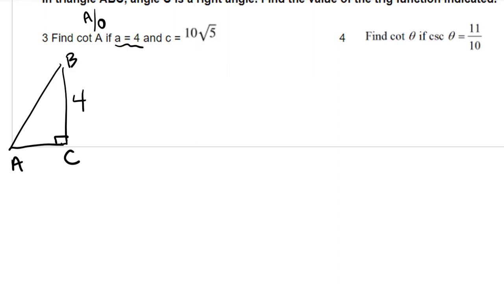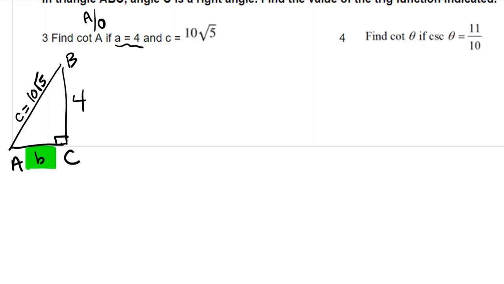So that's the side that's going to be across from angle A. And C, our hypotenuse, they tell us that C has a value of 10 square root of 5. Now I need this missing value right here, this adjacent side right there. So right now I'm just going to call that b, because that's across from big B, from angle B.